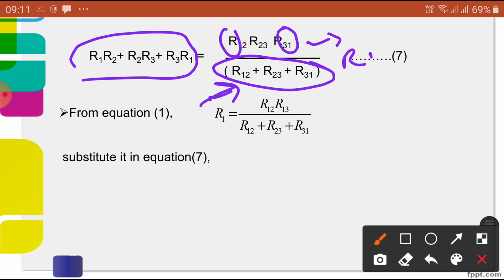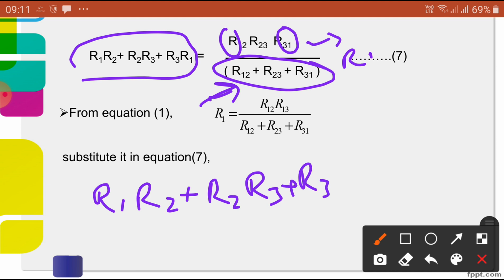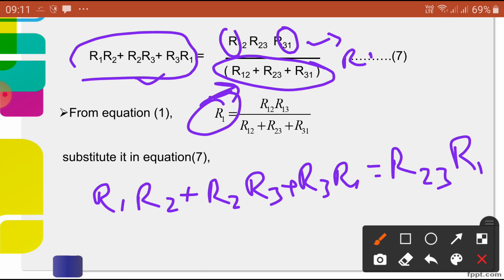Okay, just simplify the R1. What are you going to get? R1 R2 plus R2 R3 plus R3 R1, from this one, equivalent to what is the value? R23 already existed, and here we are going to write the R. What is the value? Simply we can write it as R1. Okay, so R1 we are going to get.